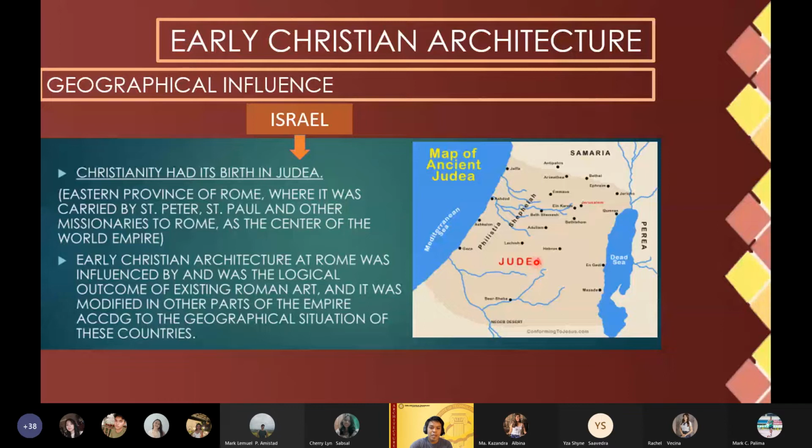So they also, at the same time, they bring the religion. At the same time, they also bring the influence of the early Christian architecture. So daghan ng mga tao nga ni join sa Christianism or Christianity. So this group of people, they need a place to worship. So that's the birth of the early Christian architecture. So in terms of geographical influence, medyo katag ang early Christian architecture.